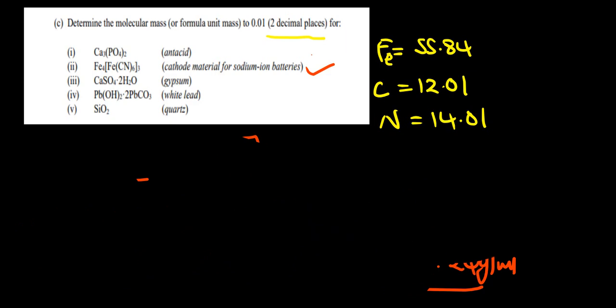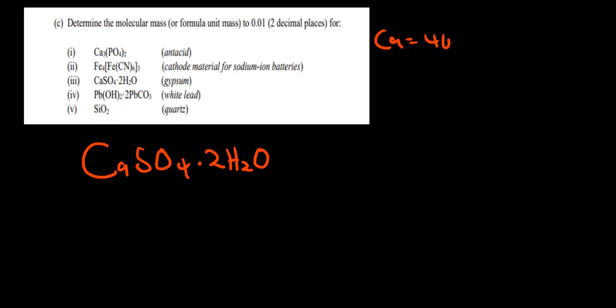Okay, so we're just going to follow the same approach. First of all, we identify the elements that are in that compound. So we have CaSO4, then dot, we have 2H2O. Okay, so we have calcium, and we said that calcium had the mass of what?